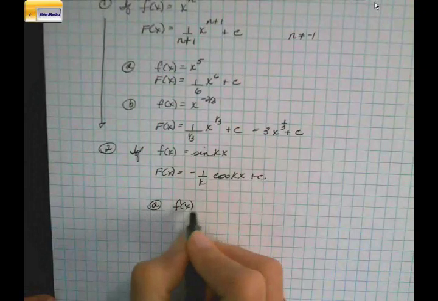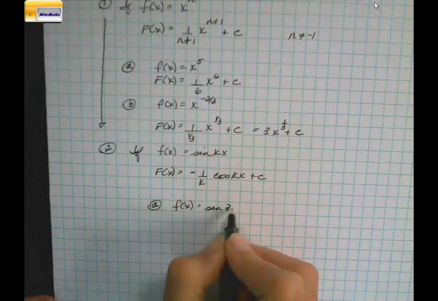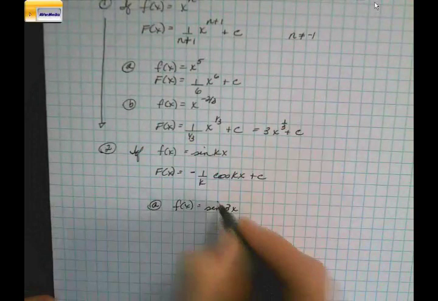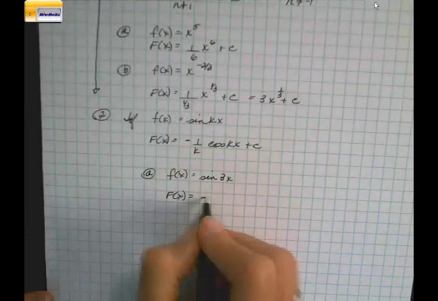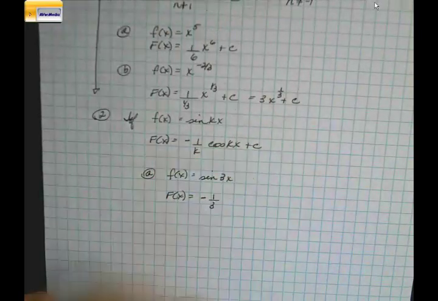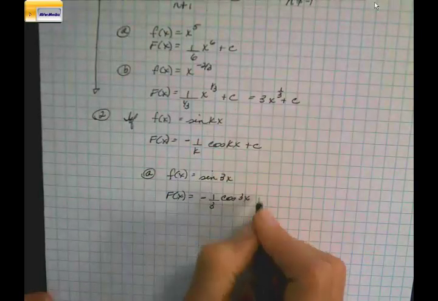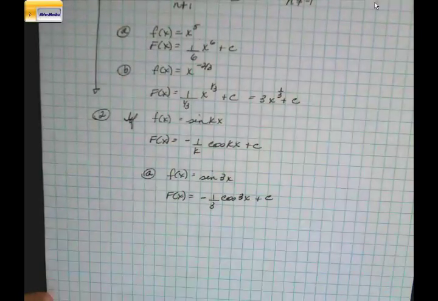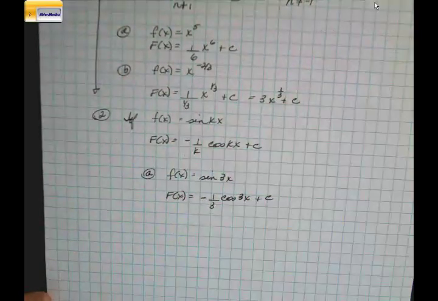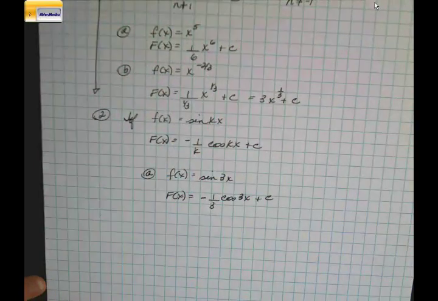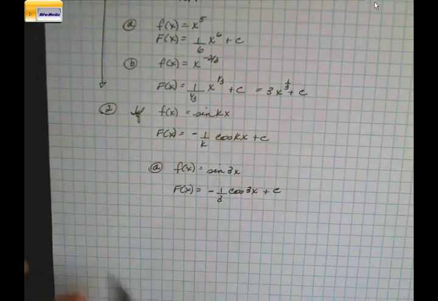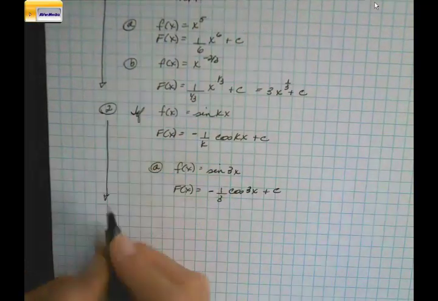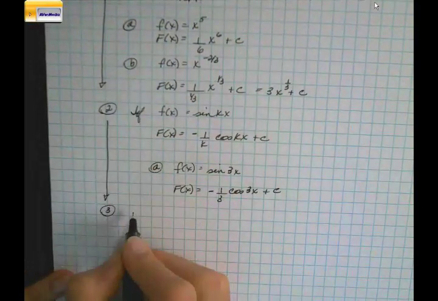Okay, so here's an example. Suppose you're asked to find the antiderivative of sine of 3x. K is 3. So your antiderivative will be a negative cosine, but it will be a negative 1 over 3 cosine of 3x plus your constant. By the pattern, k is 3, so it will be a negative 1 over 3 cosine 3x plus c. Okay, very simple, nothing difficult here, but you've got to learn these patterns.